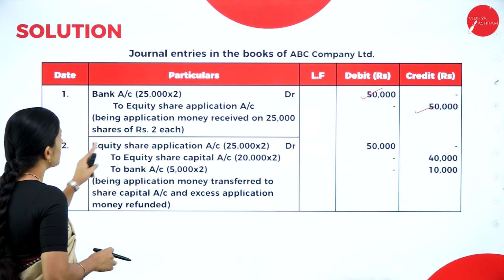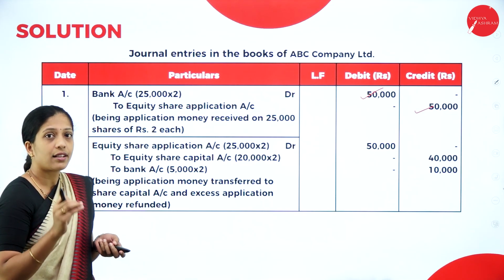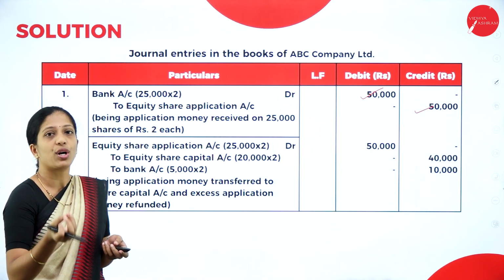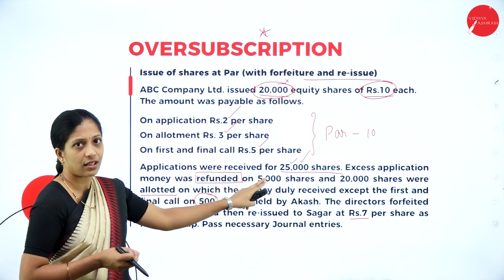As I told you, your narration can be in your own words. Now, the second entry is equity share application account debit. Whatever the 5,000 excess share amount we have received, they have clearly told us we have to refund that 5,000 shares.